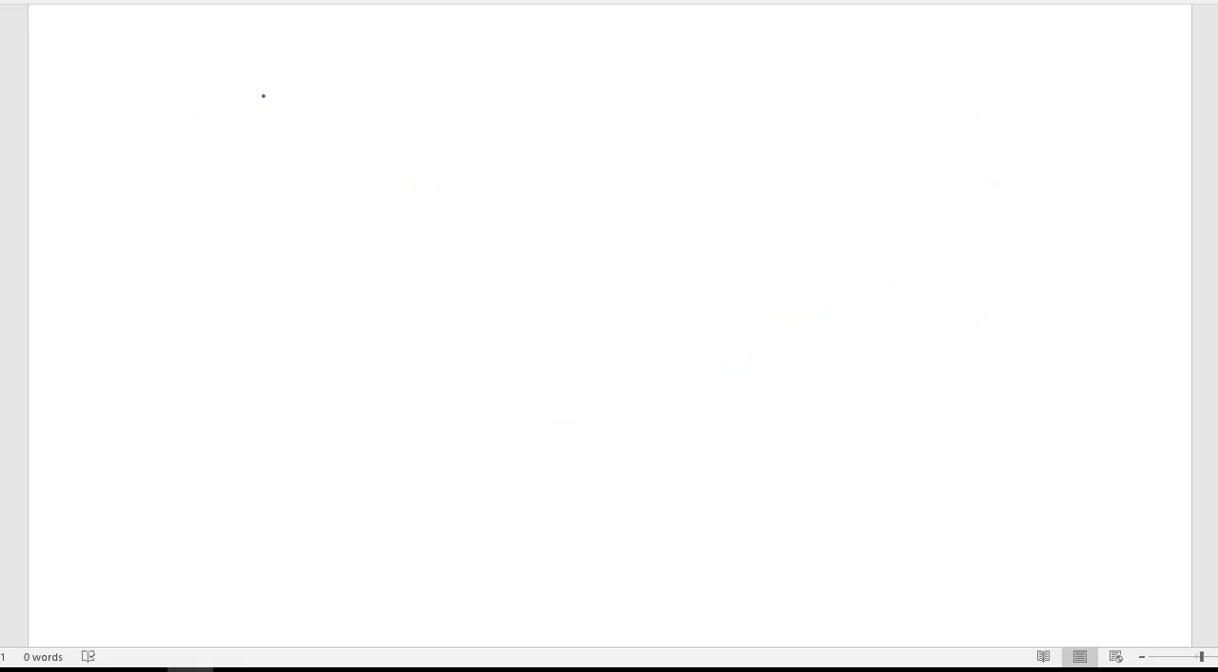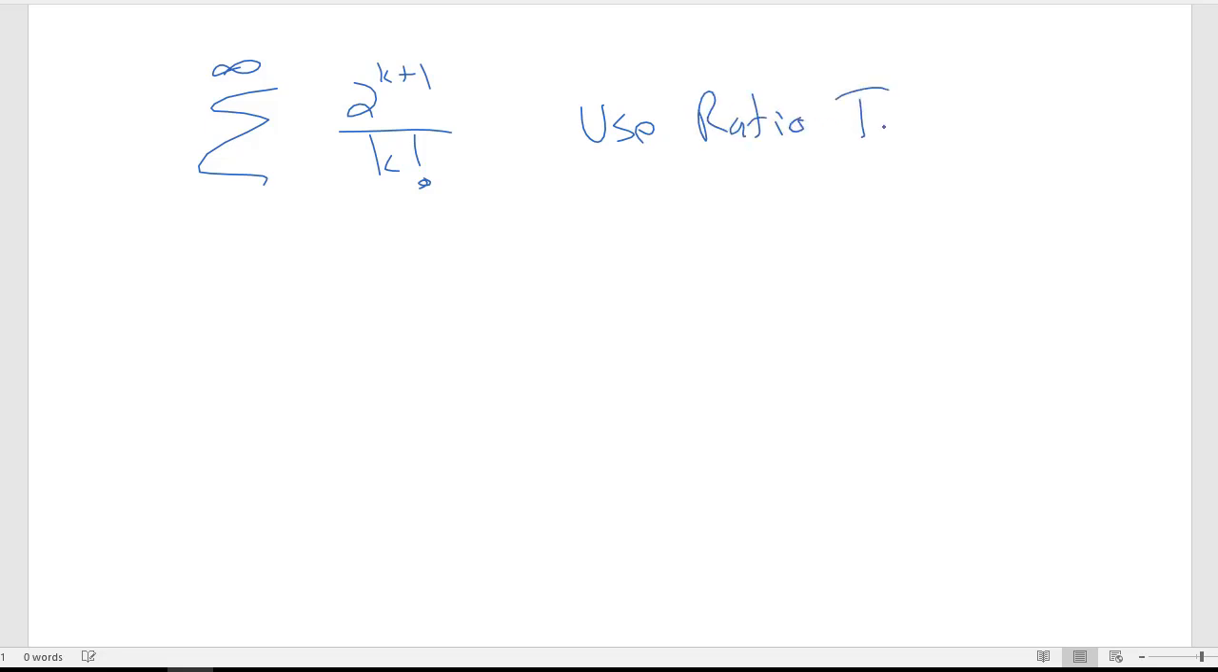Okay, another example. Let's say I have something like 2 to the k plus 1 over k factorial, going out to infinity. Anytime I see a factorial, I'm going to use the ratio test. And this is by far going to be the easiest approach. Remember we discussed in 11.6 that when I have factorials or exponentials in form, the ratio test is always by far the cleanest type of technique or test to use.